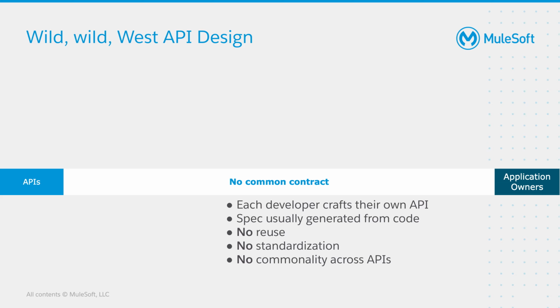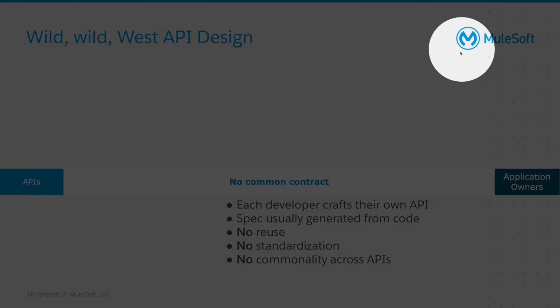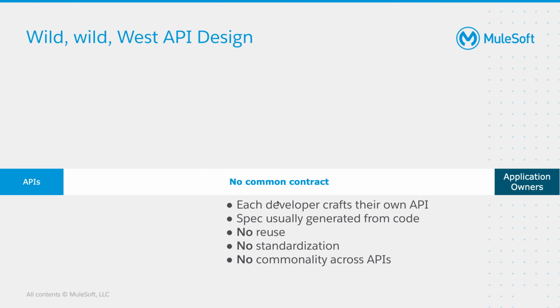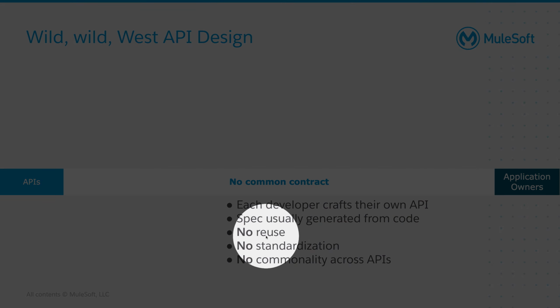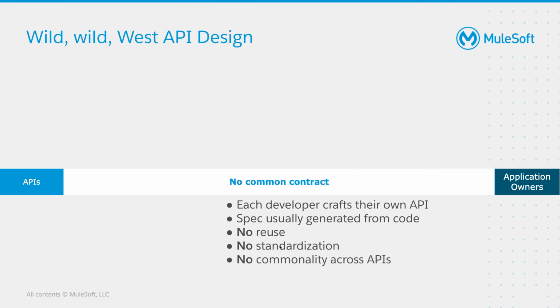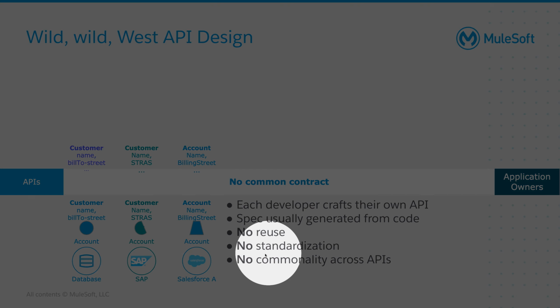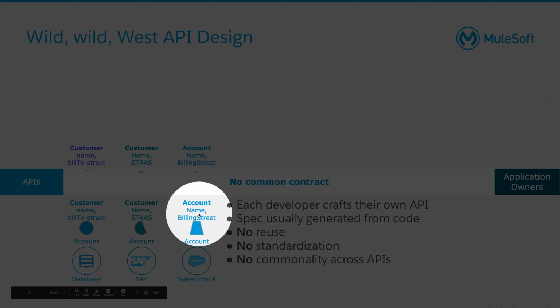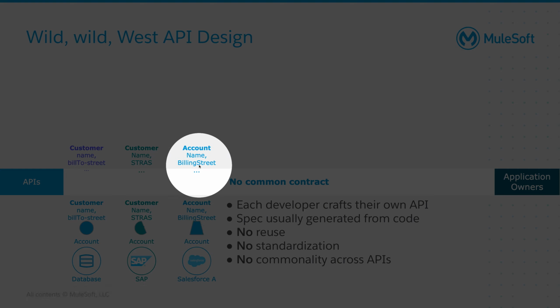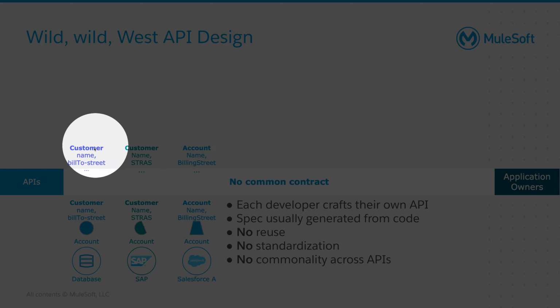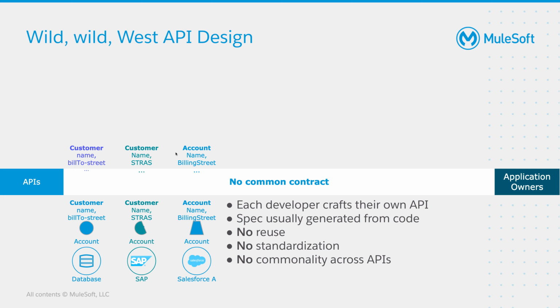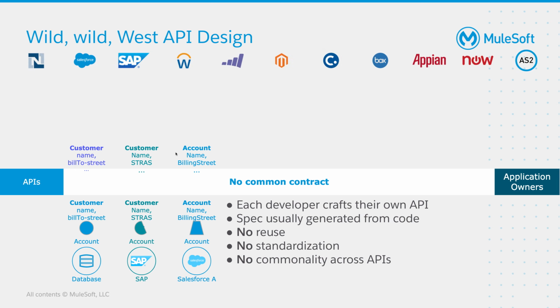In that wild, wild west kind of environment, every developer created their own API spec out here for whatever they were going to expose. There was no reuse, there was no standardization, and that led to no commonality across APIs. When we look at some examples of that, if we had information stored in Salesforce, however that was represented in Salesforce is typically how the developer exposes that through their API. So the API exposing account data out of Salesforce looks different than what comes out of SAP and what comes out of a database. And that makes it hard for consumers when we start thinking about all those applications that want to consume account information from these three systems.